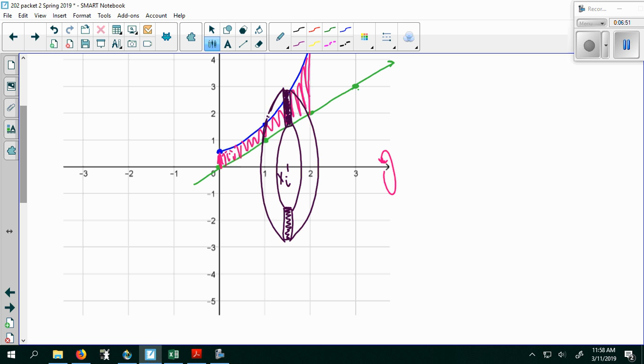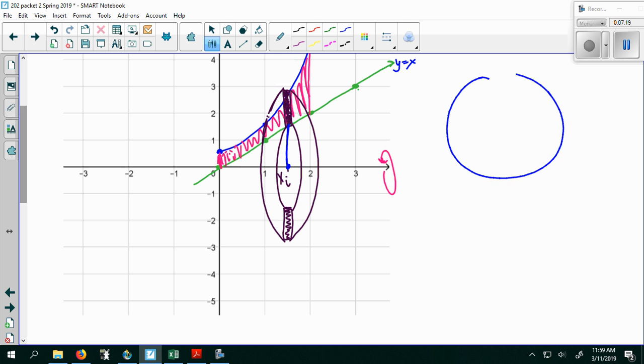Okay, so I need to know the inner radius and the outer radius of the washer. My inner radius is the distance from the center, the axis of revolution, to the bottom of that representative rectangle. And that representative rectangle, its bottom is on the green line here, which is the line y equals x. So that distance is a y value which is x sub i.